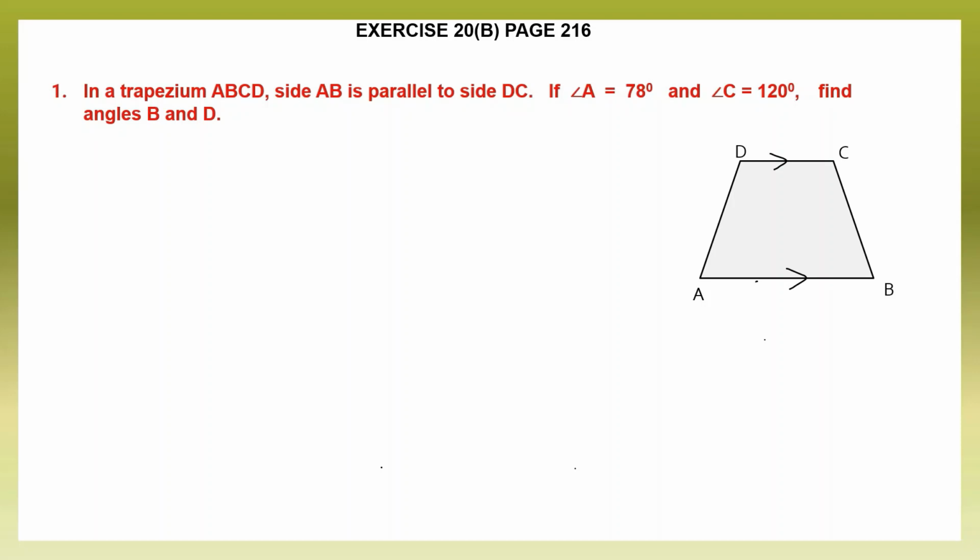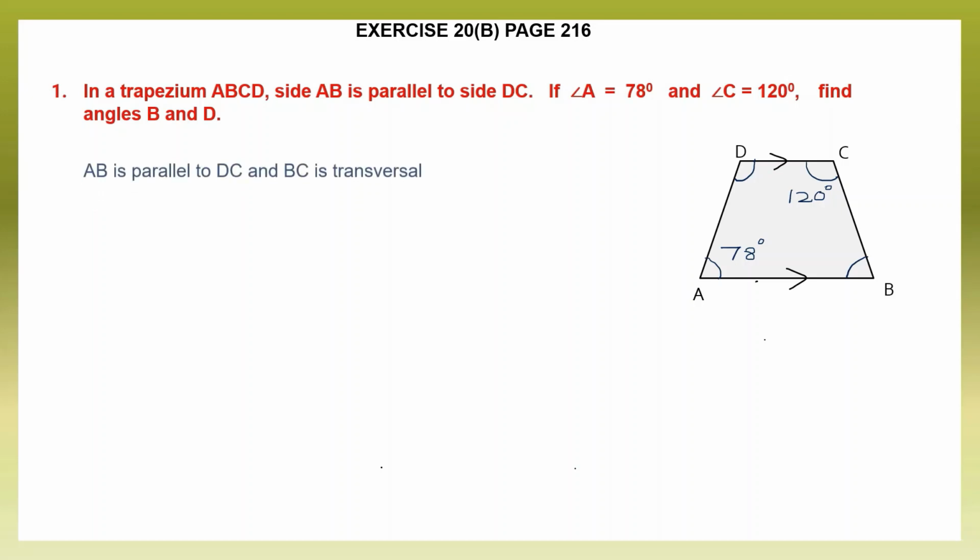Question 1. In a trapezium ABCD, side AB is parallel to side DC. So in a trapezium, only one pair of lines will be parallel to each other. So here it is AB and DC. The other two lines are not parallel. If angle A is 78 degrees, so let's write that down. Angle A is 78 degrees and angle C is 120 degrees. Then find angles B and D. So we need to find B and we need to find D.